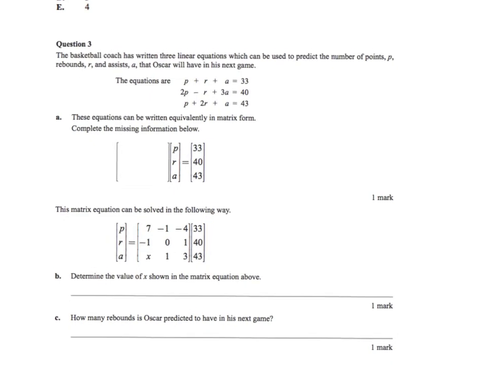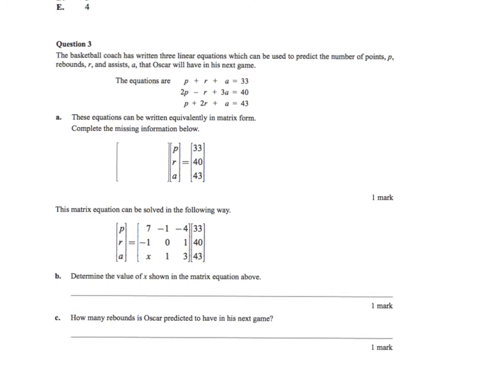So question 3, let's do this one. The basketball coach has written 3 linear equations. Linear just means they've just got the letters in there. There's no powers on the letters, is there? No like squared terms or anything on the letters? So if there's only just letters, it means linear. So you don't need to get your knickers in a knot about anything. That's all that means. And you're not going to have to worry about anything other than linear.